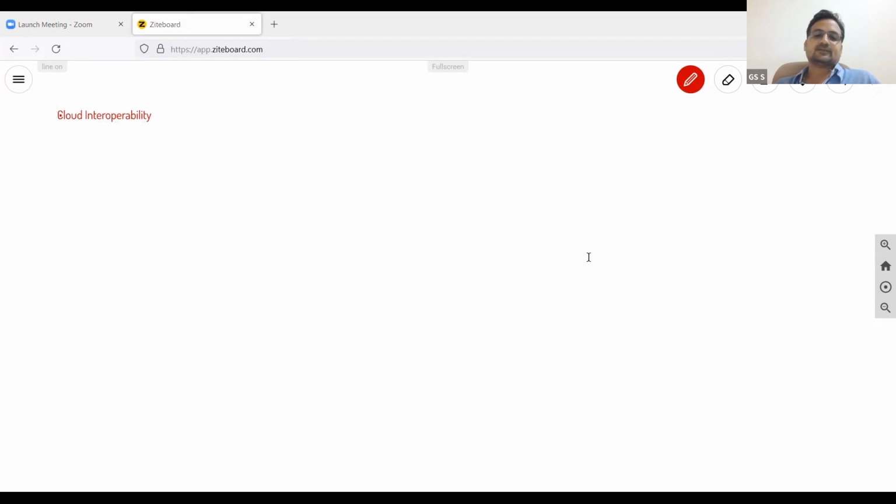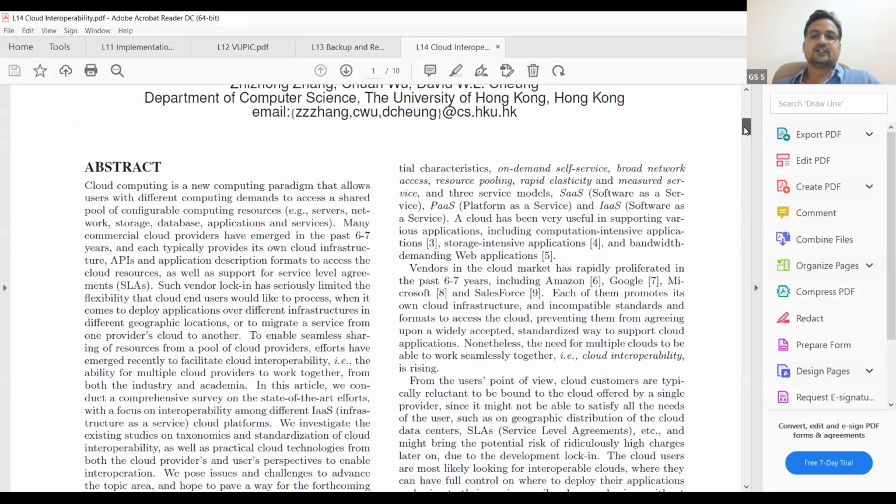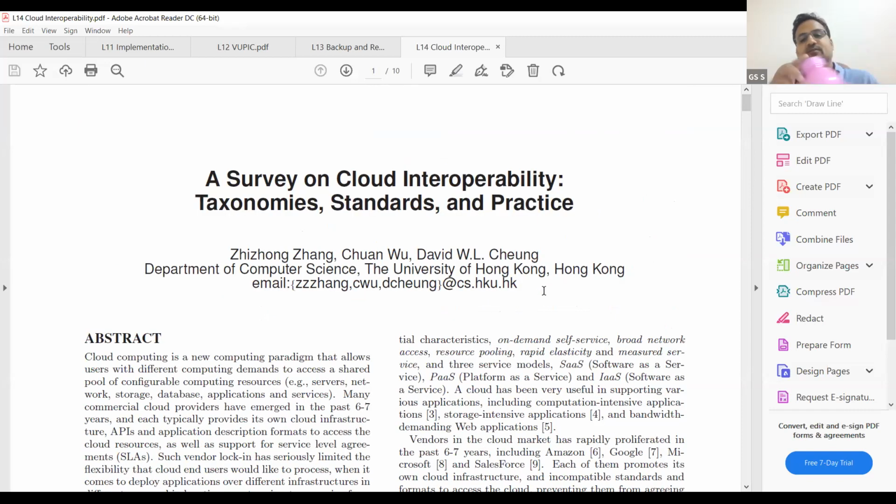So I will be talking about this small paper on interoperability by the University of Hong Kong. It talks about cloud interoperability: taxonomies, standards, and practice. So standards, practice, what is taxonomy? What do we call a taxonomy? Nomenclature. Nomenclature. Anybody else? Taxonomy.